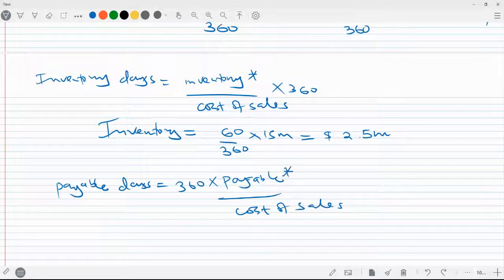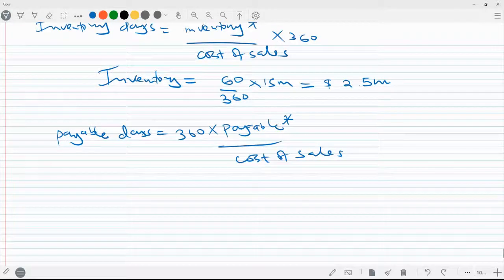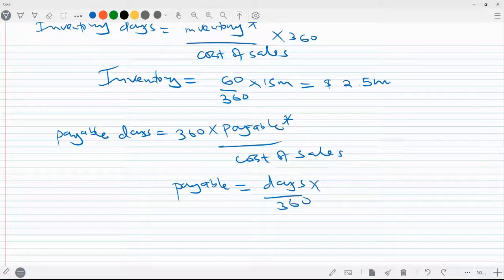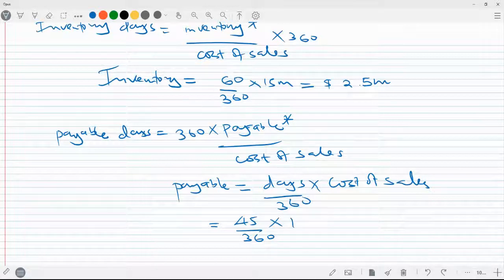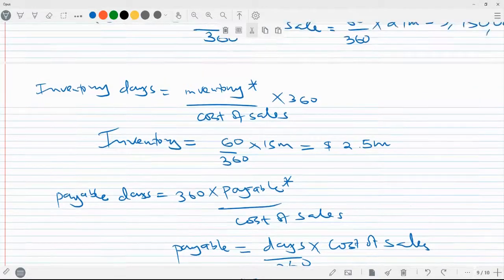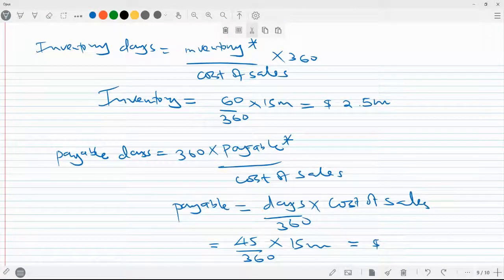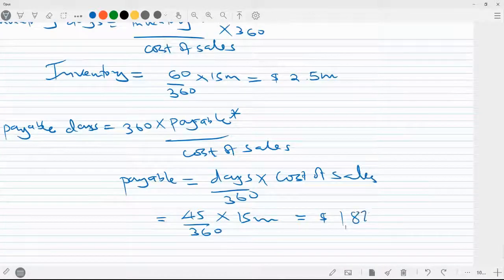Now you want to get the payable. So what do you do? You make payable the subject of the formula, which is payable being equal to the number of days for payables, divided by 360, multiplied by the cost of sales. The days for payable is equal to 45. 45 divided by 360, we multiply by the cost of sales, which was equal to 15 million. Therefore, how much is the investment in payable? 1,875,000. 1,875, that way.